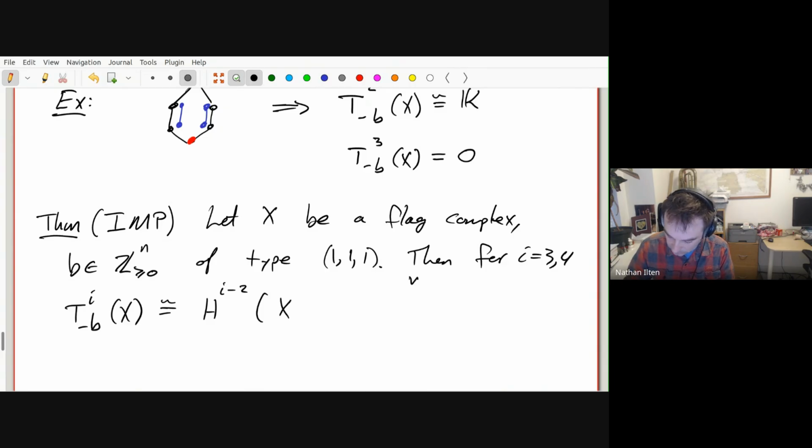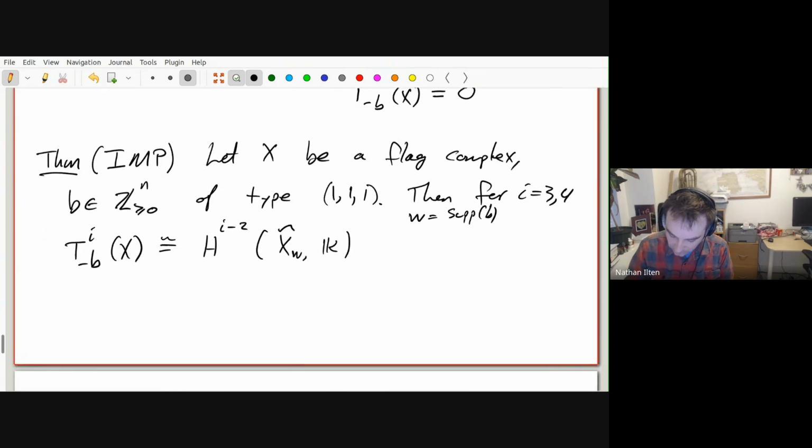Yeah, so again here, W is going to be the support of B. So I'd like to just put here X_W, okay, but this is not true. So instead I need to put a hat there. That means there's a slightly different complex. I'm not going to tell you precisely what that complex is, but I'm going to tell you what it is in an example to give you an idea of what it's like. In any case, there's still a nice topological interpretation in this case.